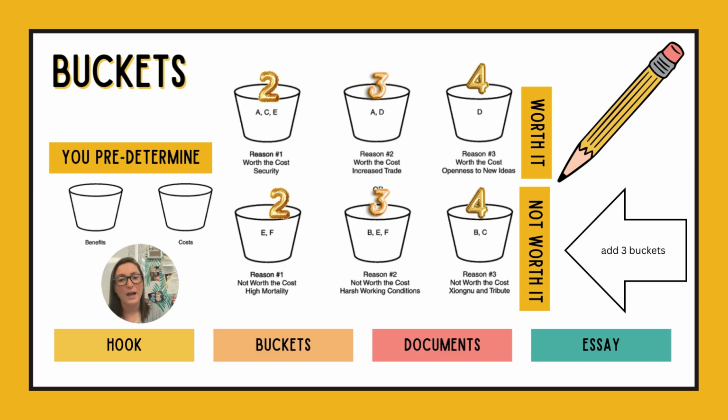Not worth it at all. So the high mortality cost is reason number one. You're going to use E and F. Reason number two is harsh working conditions, which is B, E, F. And then the Shing Yu and Tribute is reason number three, which is B and C.